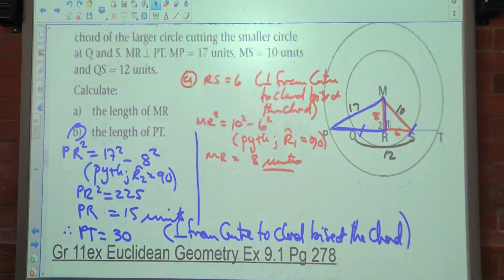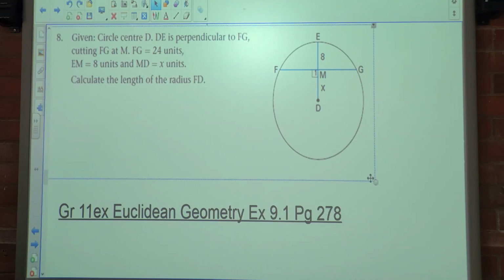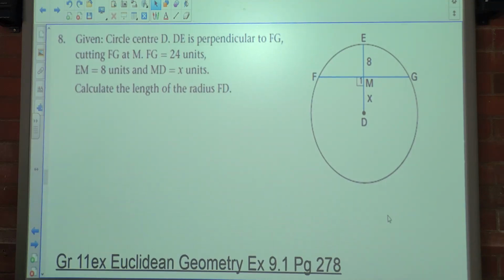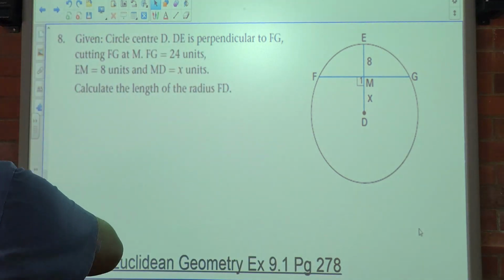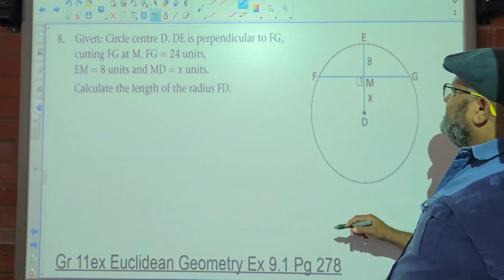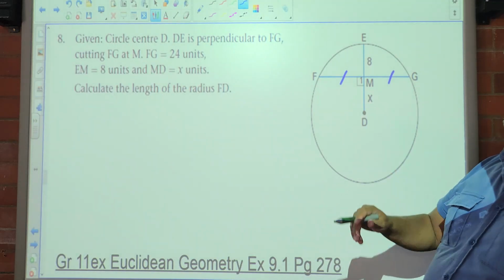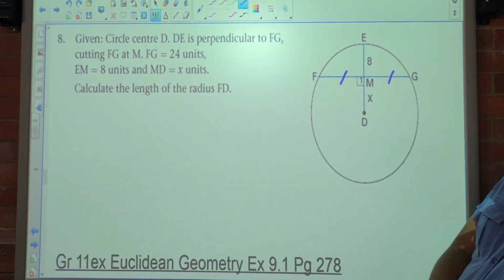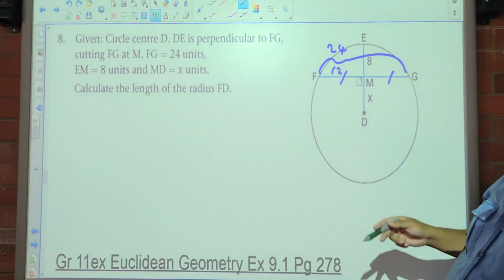No. Let's do the last one quickly. Number 8. Here we are given a circle with center D. DE is perpendicular to FG. People, if that's perpendicular, what do we know? We know that FM is equal to MG. Why? Perpendicular from center to chord bisects the chord, cutting FG at M. FG is 24, so that is 24 units there. So that's going to be 12 and 12.